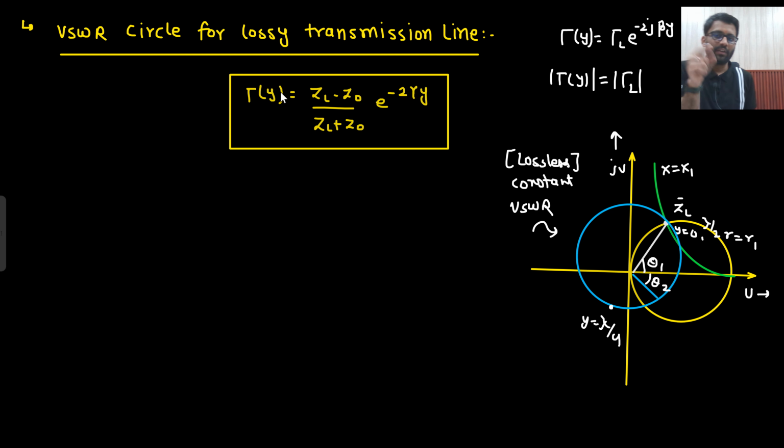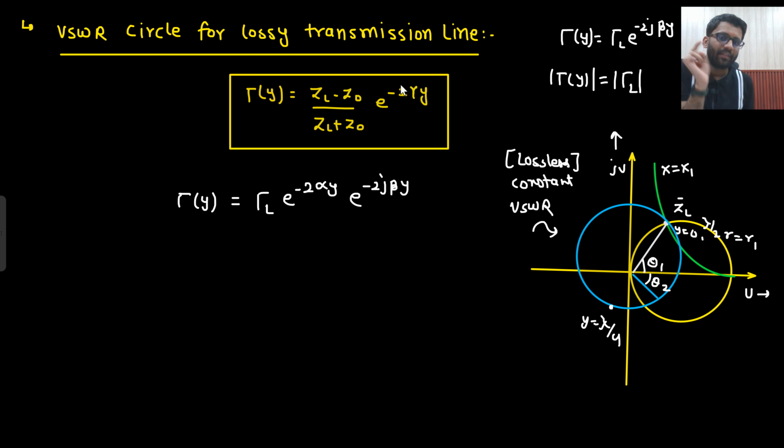What do you think? So this will be our gamma Y. What is the formula of our gamma Y? Gamma Y is ZL minus Z naught upon ZL plus Z naught e to the power minus 2 gamma Y, because the line is lossy. So gamma Y can be written as, what is this? This is your reflection coefficient at load, gamma L e to the power minus 2 alpha Y e to the power minus 2j beta Y, not x, sorry, Y.